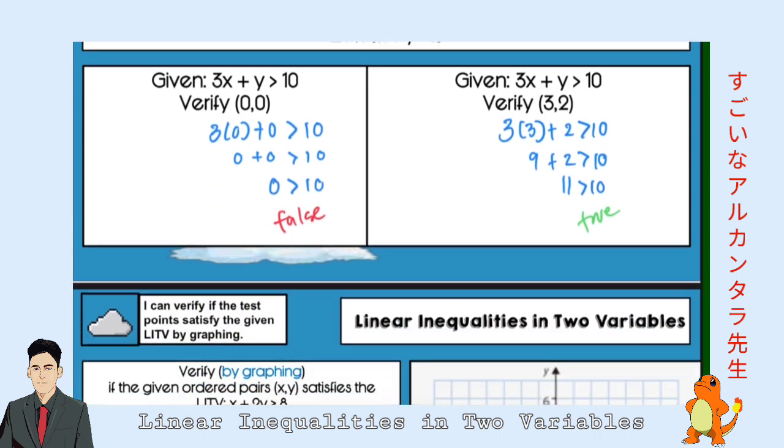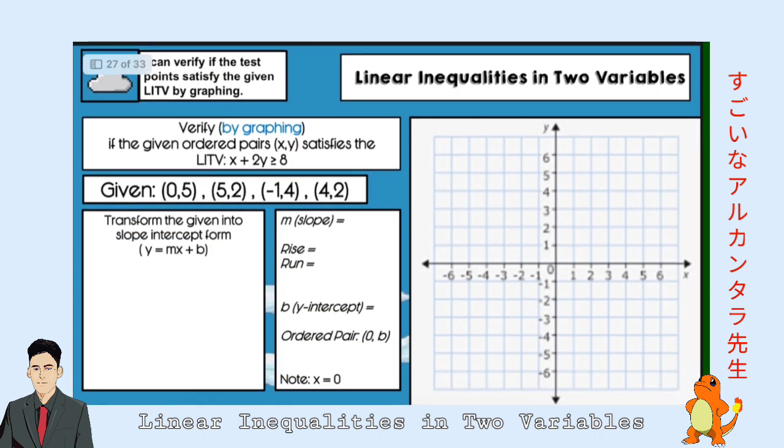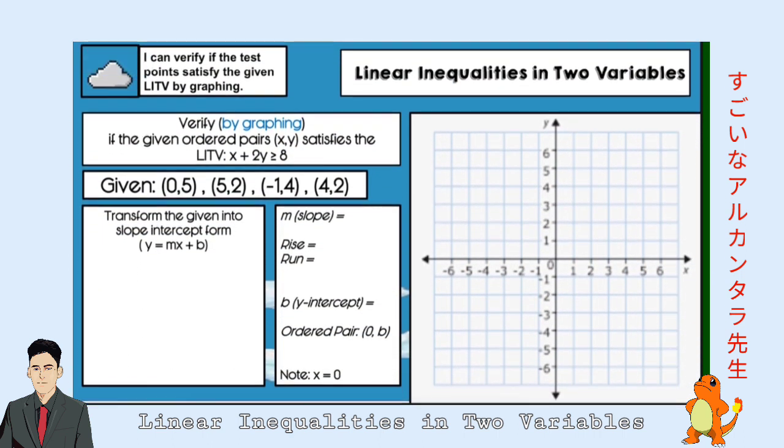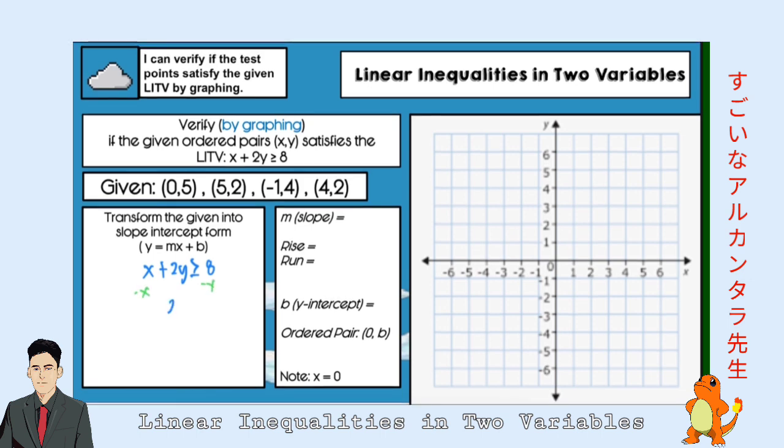Now let's continue. This one is a bit different. How do we identify or verify points if they are true or false based on graphing? So we have to look at first our given. We have x plus 2y greater than or equal to 8. Let us first isolate the y variable by subtracting x from both sides. Minus x, minus x. So we're going to have 2y greater than or equal to negative x plus 8.